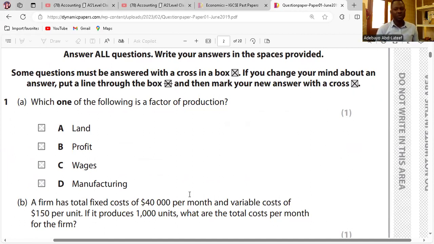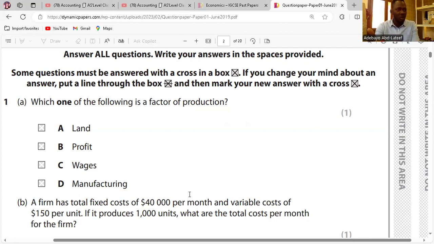When we're talking about factors of production, we're talking about resources that help in the production of goods and services. And we have land, labor, capital, and enterprise. So based on the options here, profit is not a factor of production. It is a reward for enterprise. Wages is not a factor of production. It is a reward for labor.